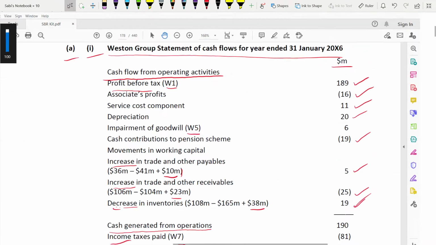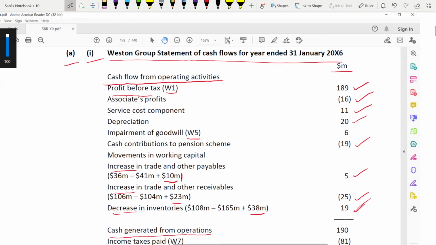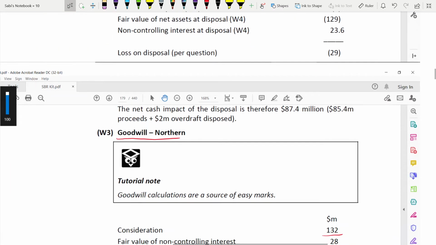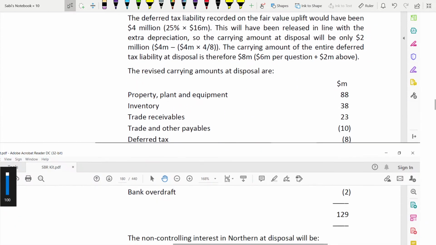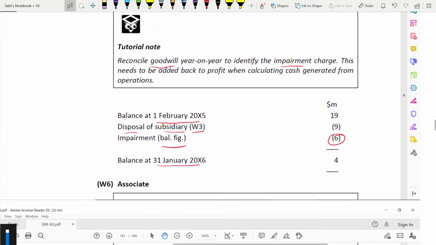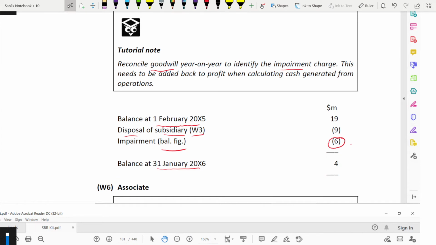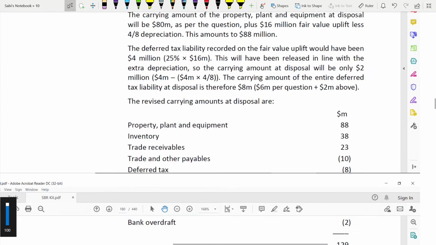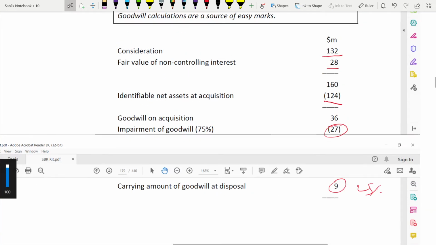Well, just let me go to this one and check. If you see here, impairment of goodwill is 6. Okay, working 5. So if you see working 5, impairment of goodwill, it is 6. This balancing figure will go. Not that impairment of goodwill, this balancing figure. And disposal of subsidiary is 9. So I hope now you understood how 9 came, because it is the carrying amount of the goodwill at the date of the disposal, which is 9 here.